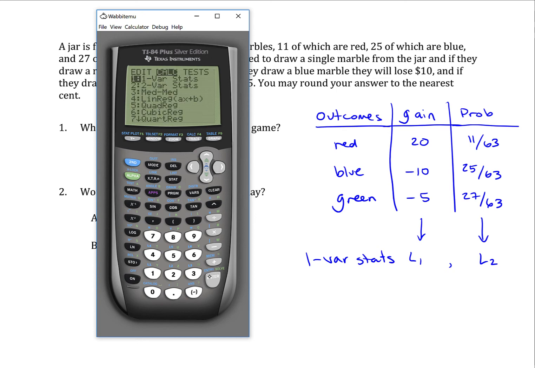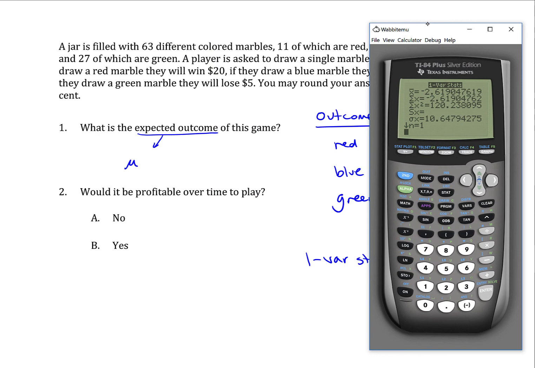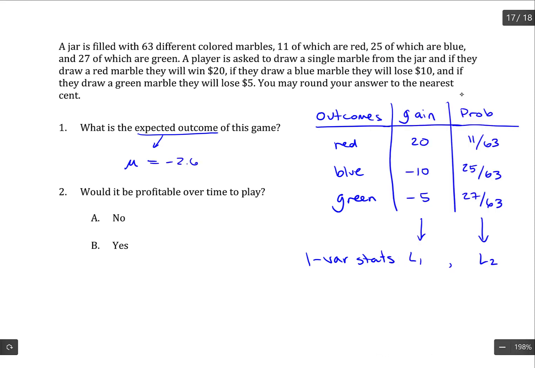Now, we run one-var stats, taking care to make sure we use weighted statistics, and the way it knows that is if we give it both parameters, L1, L2. The expected outcome of this game is the mean, which is -2.62. Which means over time, we can expect to lose $2.62 every single time we play, which means this would not be very profitable to play over time.